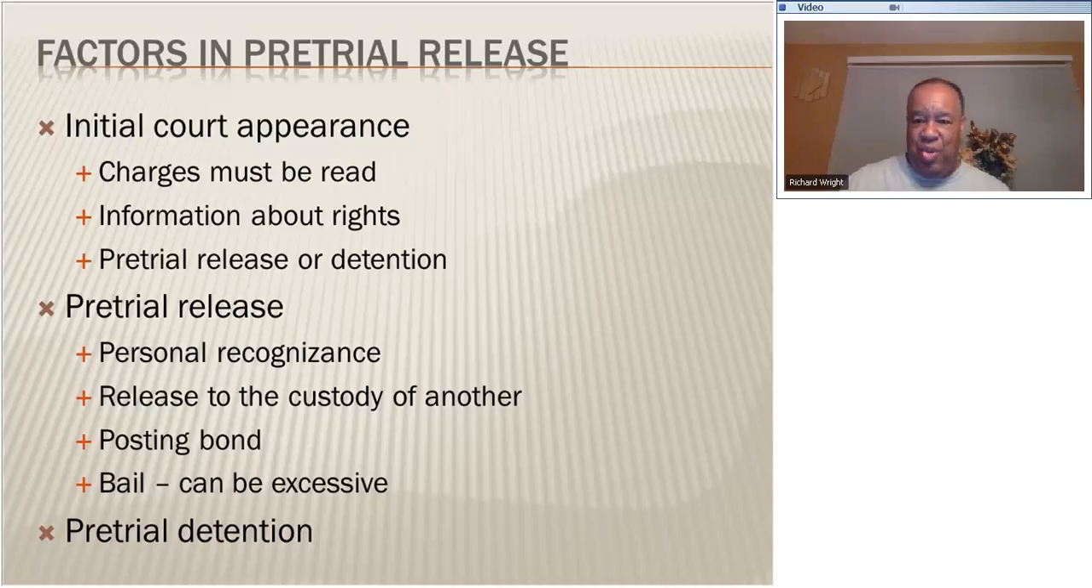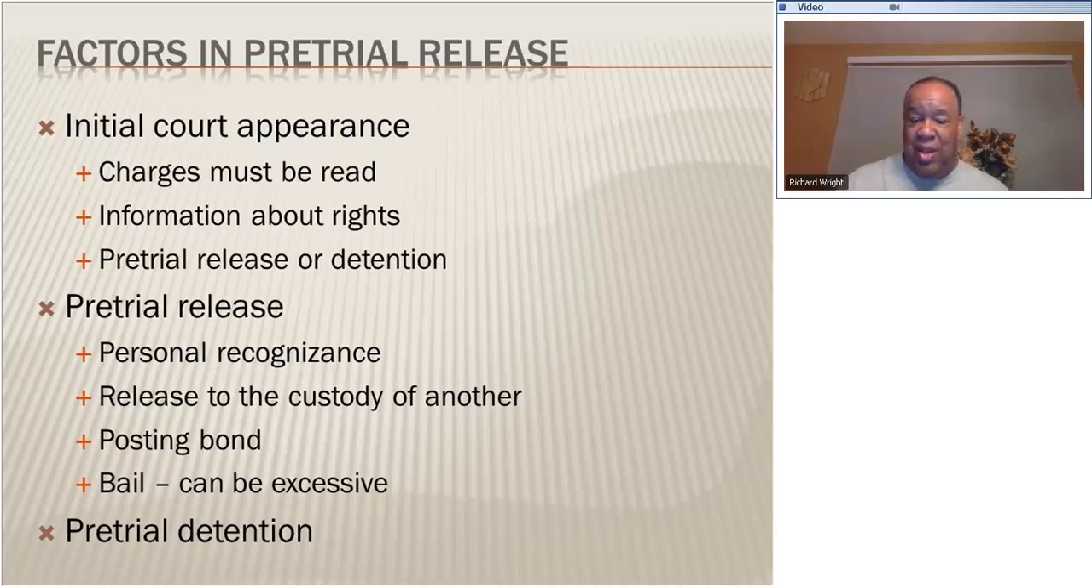Release to the custody of another person, that happens primarily in our jurisdiction. It happens with juveniles, but you can be released to the custody of another individual person. And then posting bond, I explained it. Bail can be excessive. Now, be aware of this, that the Constitution does not guarantee bail.